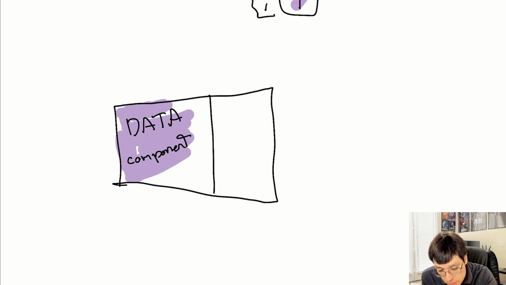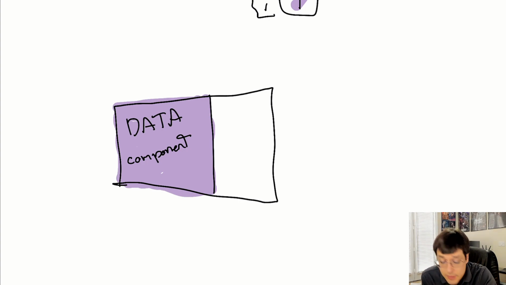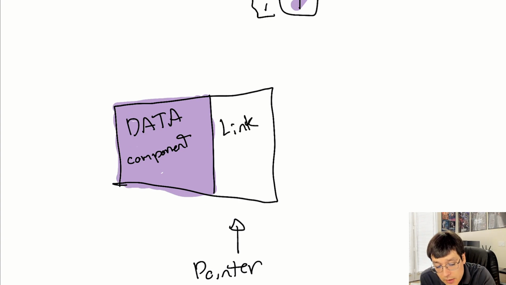Now, this is where things are going to deviate from the array. Of course, because we have 2 components, we're going to do this with a struct or a class. But the second component we're going to store is going to be a pointer. And I'm going to conveniently call this pointer the link component.